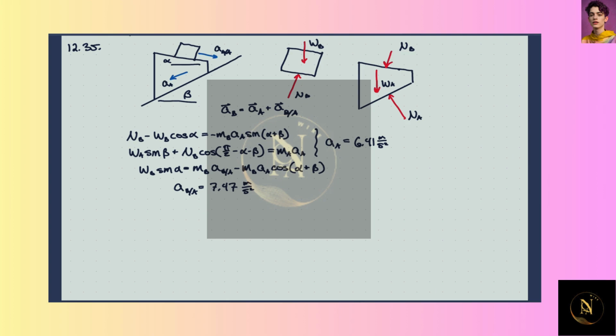Now, for this block, we're going to take forces in this direction right here. In that direction, we have N_B, then we have minus W_B cosine alpha. So the angle between here and here is alpha. And that equals the mass times the acceleration of A. Okay. Now, why is that?